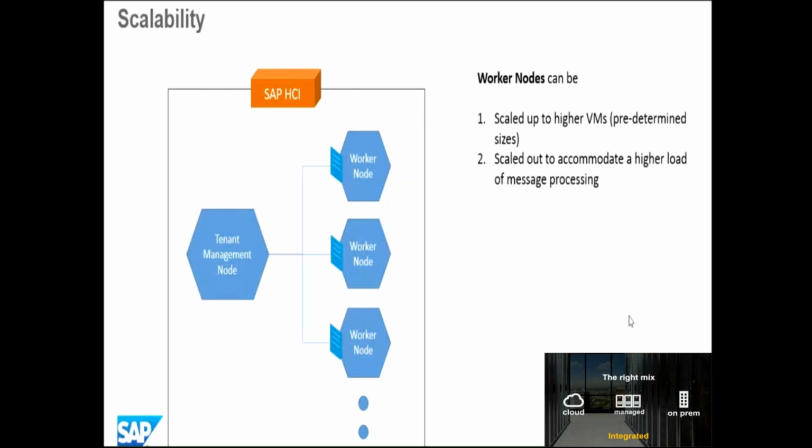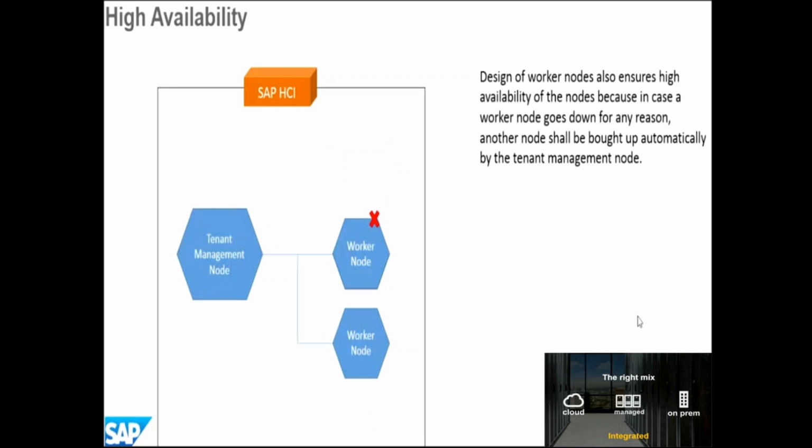They have their own separate logic to divide the message, make them process through the worker nodes, and then bundle up again at the receiver end. So that is not our headache. But SAP can attach multiple worker nodes to one tenant management node. This is how you can achieve high scalability with the tenant management and worker node concept.